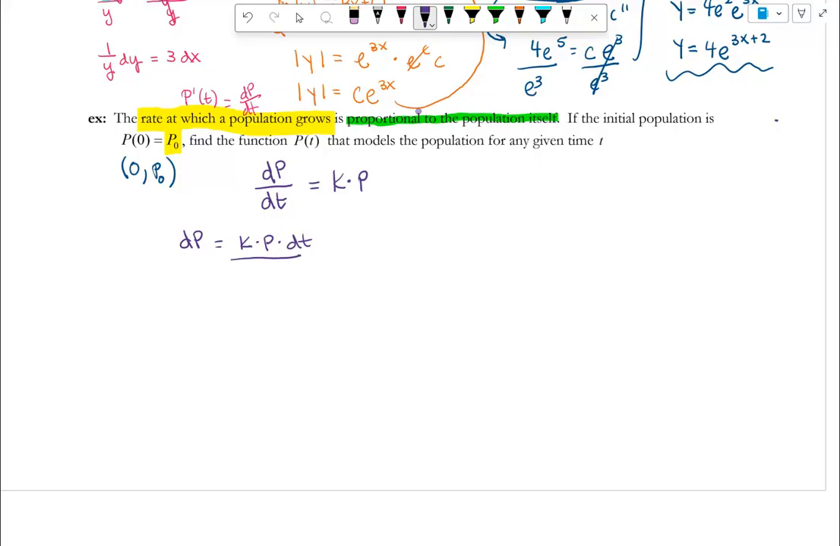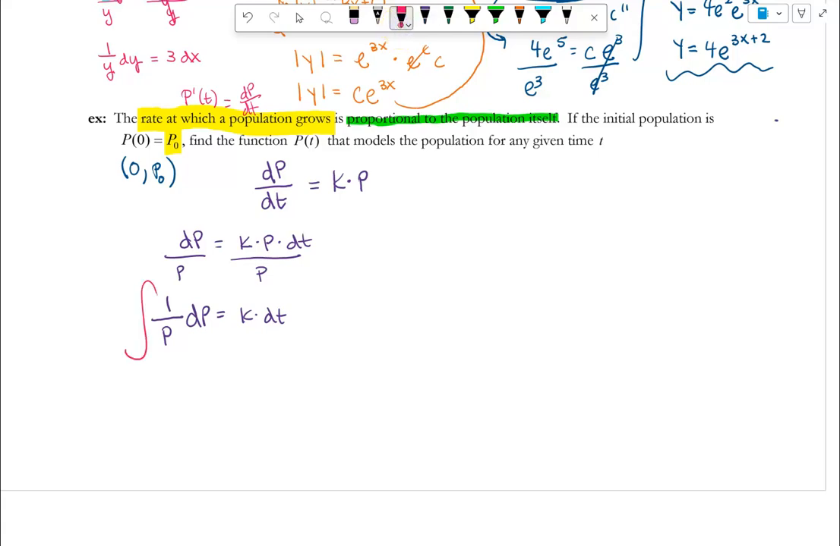I need to get P to the other side with dP. So I get 1 over P for population. So it's kind of like y equals k times dt. Oops, I forgot my dP. That's not good. 1 over P dP equals k times dt. All right, then we want to integrate.